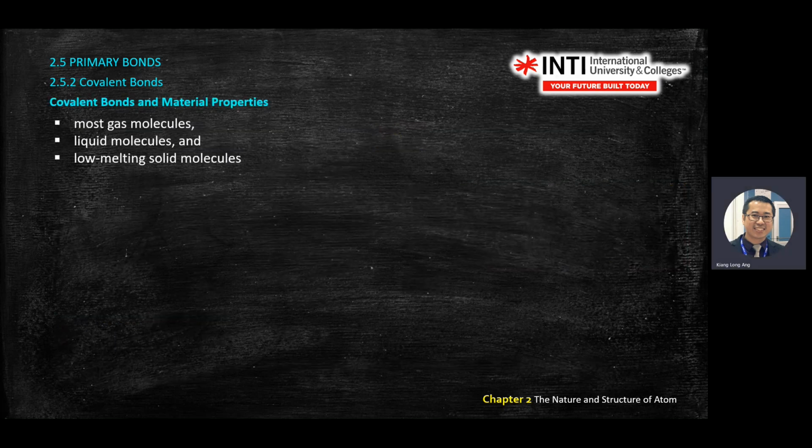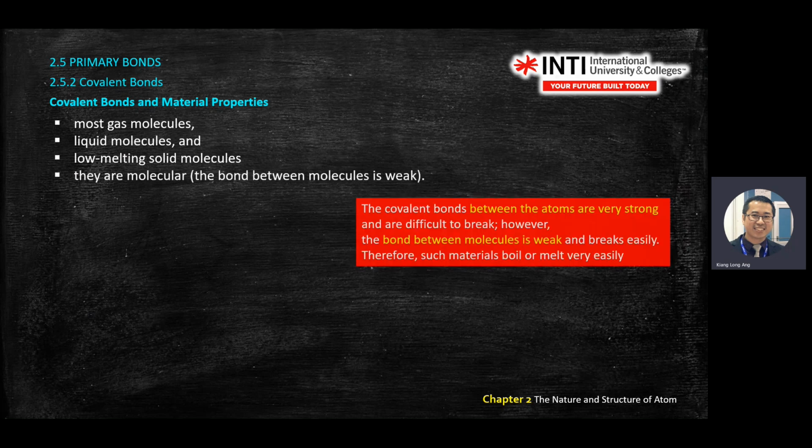So what are the material properties for this one? I give you all, but you can read. If you compare to ionic bonding, you can imagine carbon, diamond. They are very hard, very easy to break. But covalent bonding, most of them are gas molecules, like CO2, plastic, all this. So they have a low melting temperature.